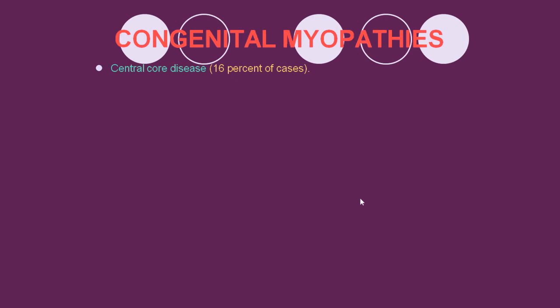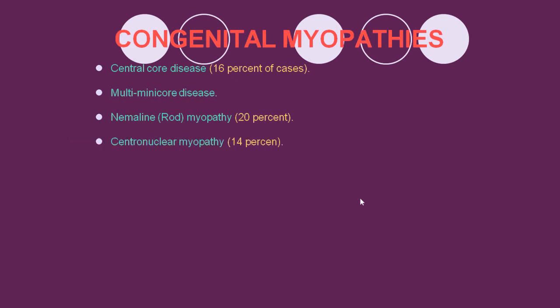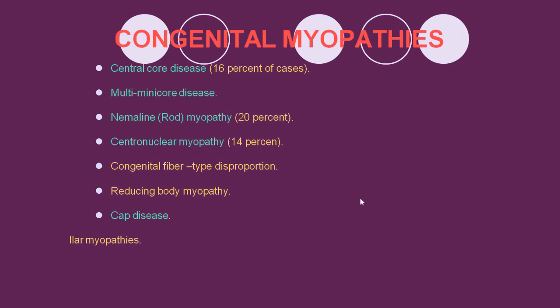There are several types of congenital myopathies, including central core disease, which constitutes 16% of cases, multi-mini core disease, Nemaline myopathy, 20%, centronuclear myopathy, 14%, congenital fiber type disproportion, reducing body myopathy, CAD disease, and myofibrillar myopathies that include desmin myopathy and hyaline body myopathy.